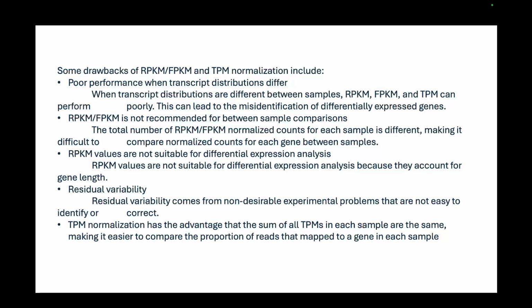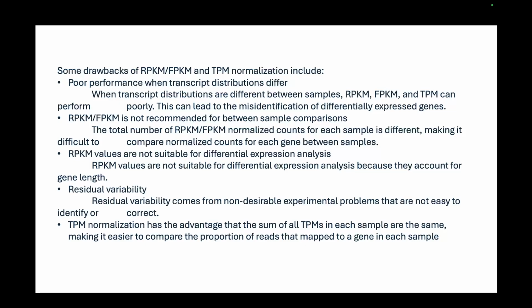In those cases, if you directly use RPKM, FPKM, or TPM without looking into the sequencing coverage, the normalization will not be right, because there is a distribution difference between the two sets of samples. What you need to first do is normalize them to the same distribution, and then use normalization techniques like RPKM and FPKM. If you directly use those, you are not taking into account the coverage of the two different sets of samples, so this can lead to misidentification of differentially expressed genes.